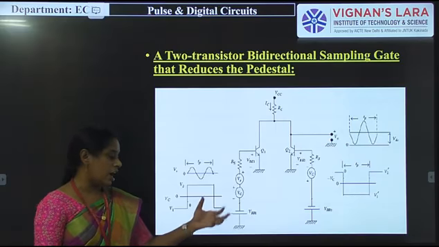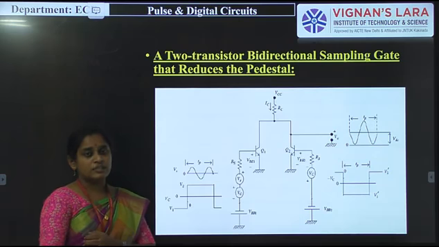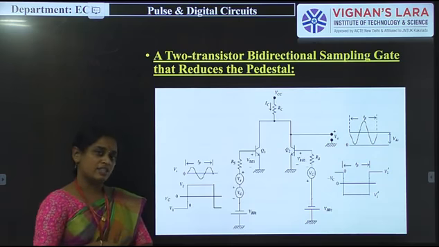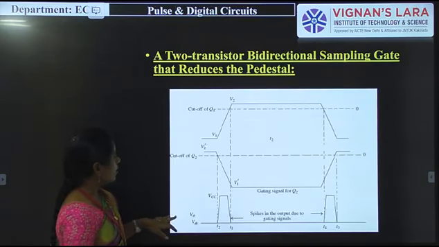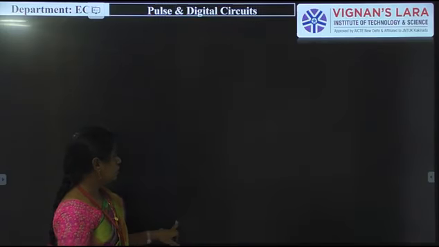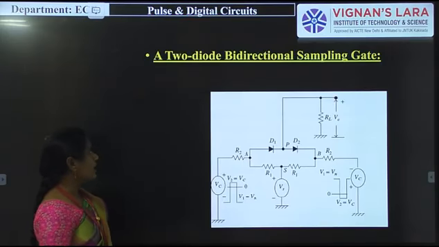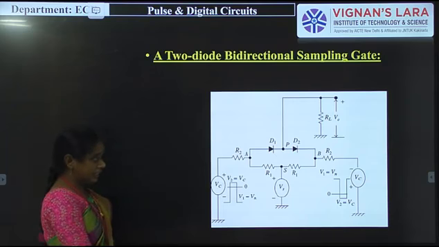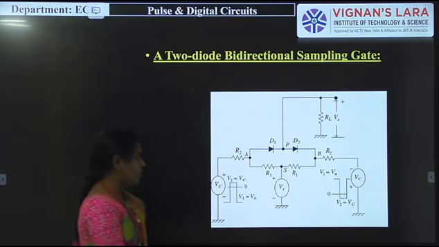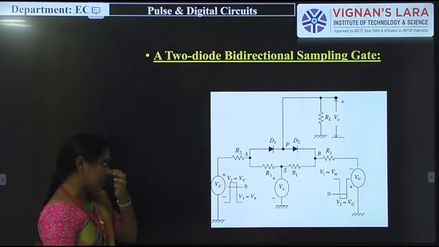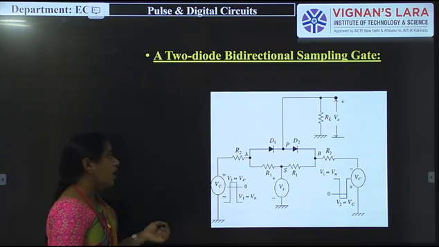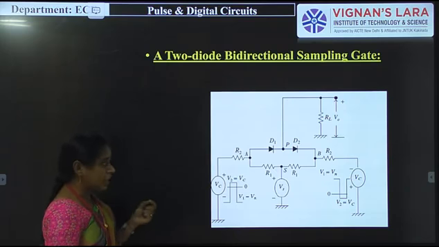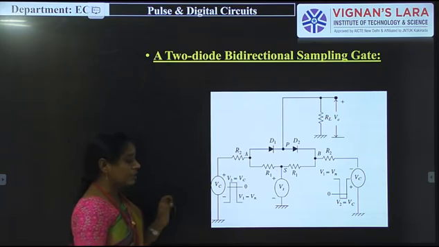Just check the operation of this particular bidirectional sampling gate. Let us check. So this is the gating signal and output. Simply, the output will be like this due to the gating signal. And the next one is a 2 diode bidirectional sampling gate. Here I am applying an input signal to the resistor R1, and the control signal will be applied to the anode terminal of one diode and the cathode terminal of the other diode D2.